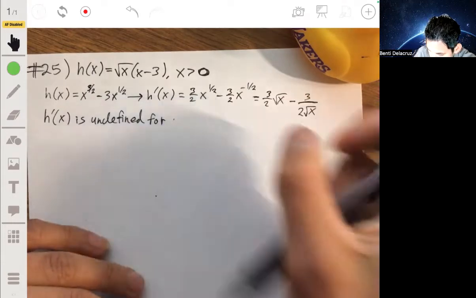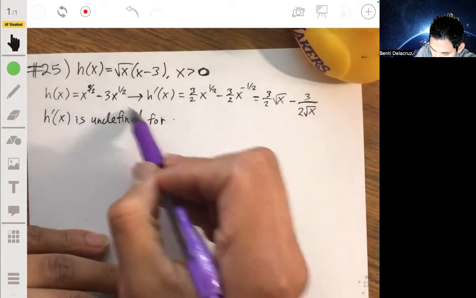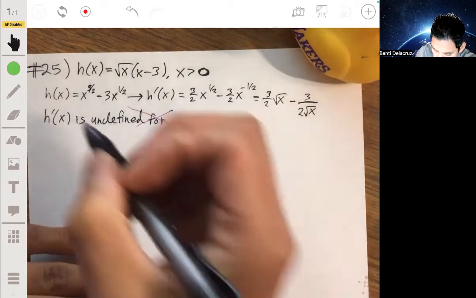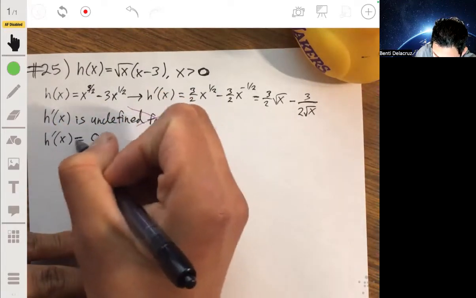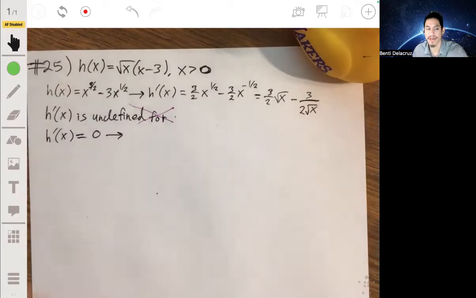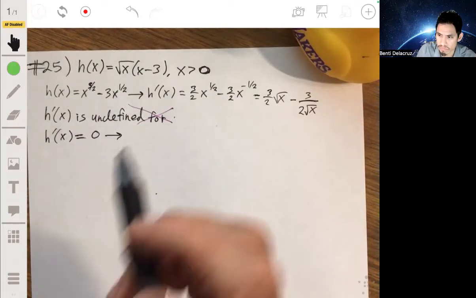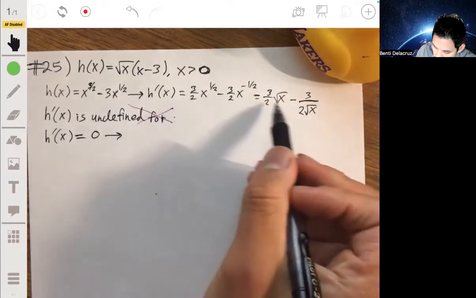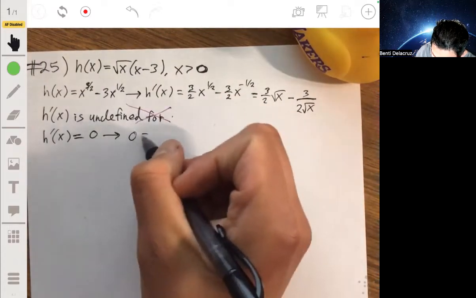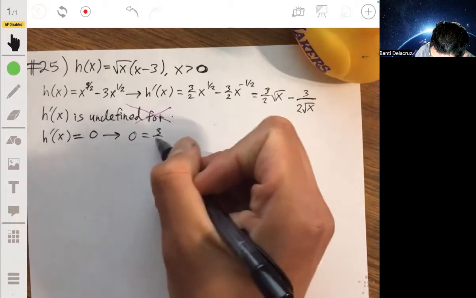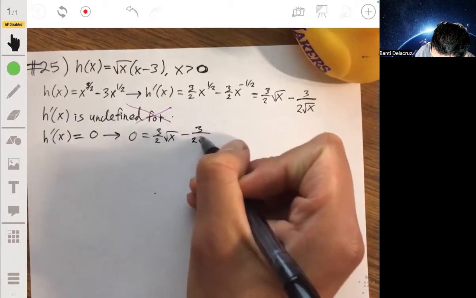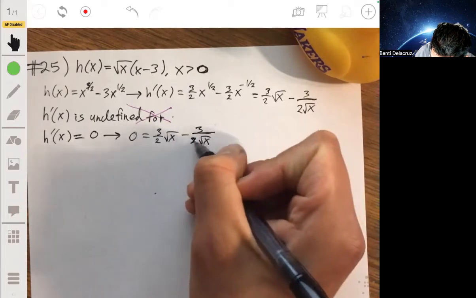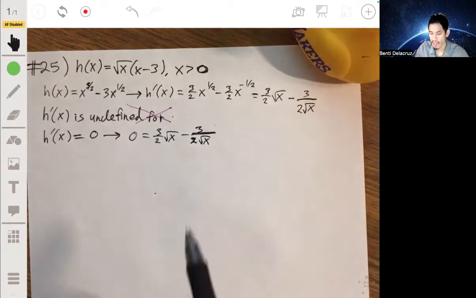So then I cross that out. So now let's find where h prime of x is equal to 0. So now we want to find the zeros of this function. So let's set this equal to 0. So we're going to have 0 is equal to 3/2 times the square root of x minus 3 over 2 times the square root of x. And then we solve this.